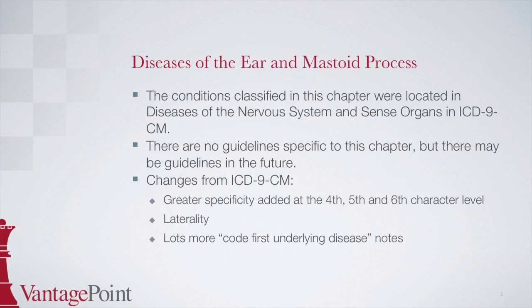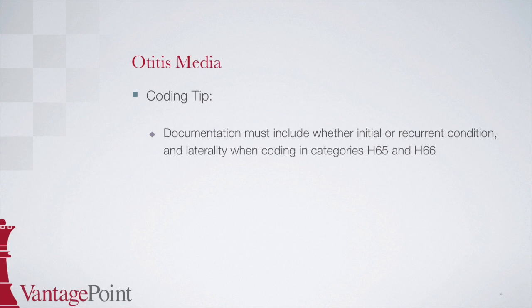One more change from ICD-9 is that there are many more code-first underlying disease notes. For otitis media, which is categories H65 and H66, documentation must indicate whether the condition is initial or recurrent, and also if the condition is occurring in the right or left ear or bilaterally.